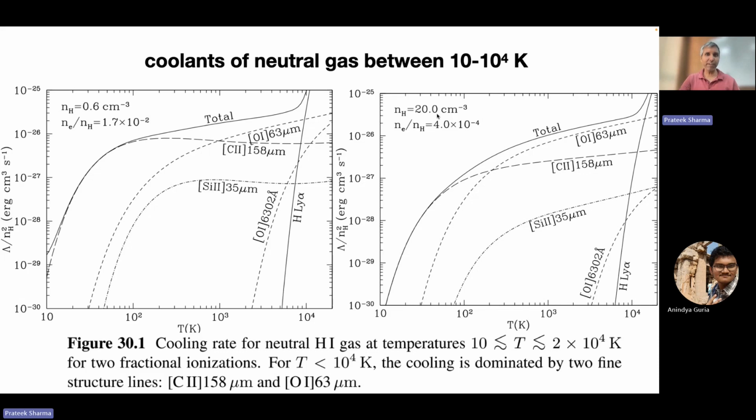Okay. So these are two different conditions, the same curve shown for two different conditions. This is a neutral hydrogen density of 0.6 per centimeter cube, and x_e, the electron to hydrogen number density ratio, of 0.017. Whereas this is an even higher density and lower ionization fraction. So in this case it changes a little bit. Oxygen is dominant even at somewhat lower temperatures, but the qualitative picture remains the same.